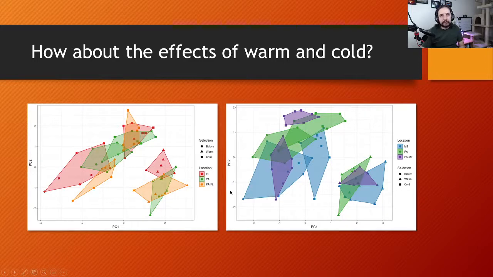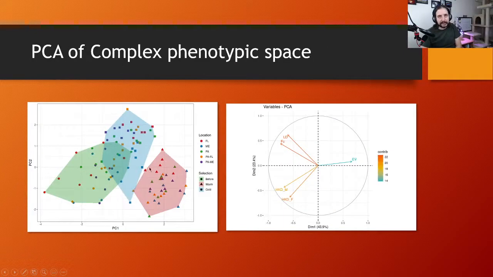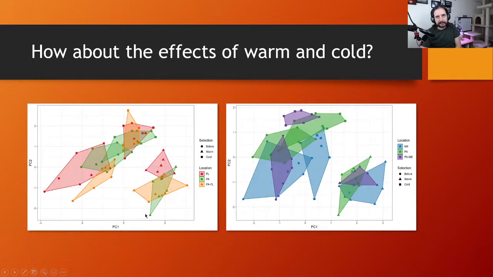The results are not very important again. But what we see here is, this was before the selection. Here this is a little bit more complicated. The red one is Florida, the green one is PA, orange one is PA Florida, and these round ones are before, the square ones are cold selection, and the triangles are warm selection. So this is basically the same thing we see. I just created some subsets.